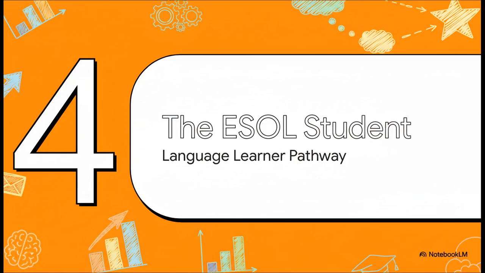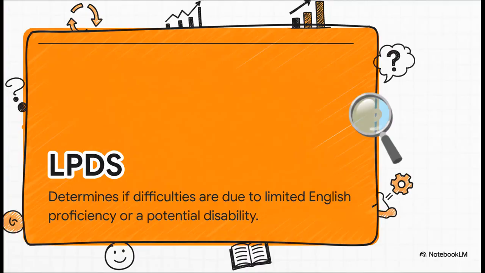What if your student is an English language learner? Well, this adds a really important layer to the whole process, and there's a very specific path we have to take. So, before we can even think about a potential disability, we absolutely have to rule out language as the main barrier. That's what the Language Proficiency Dominance Screening, or LPDS, is for. This assessment is so critical because it helps the team figure out if a student's struggles are just a normal part of learning a new language or if there might be something else going on underneath.